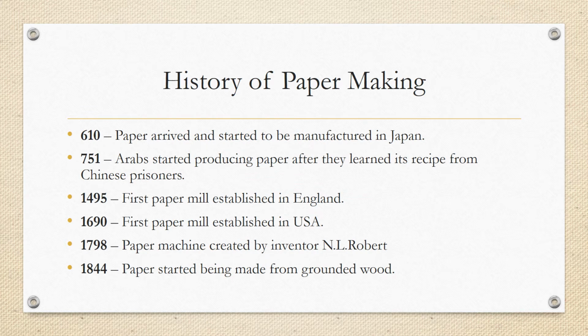And here are other important milestones in the history of paper making. In the year 610, paper arrived and started to be manufactured in Japan. 751, when Arabs started producing paper after they learned its recipe from Chinese prisoners. 1495, when the first paper mill was established in England. 1690, when the first paper mill was established in the USA. 1798, when the paper machine was created by inventor N.L. Robert. In 1844, when paper started being made from ground wood.